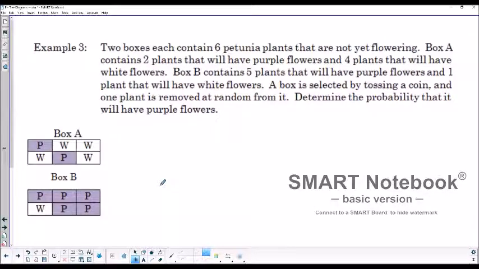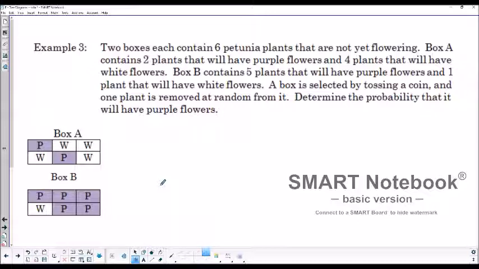Now we have two boxes, box A and box B, and they each have 6 petunia plants in them, which aren't flowering yet. We know there are seeds in there, or bulbs, however petunias grow, but we don't know the color of the flowers yet because they haven't blossomed yet. We do know in box A, 2 of them are purple and 4 of them are white. And in box B, 5 of them are purple and 1 of them is white.